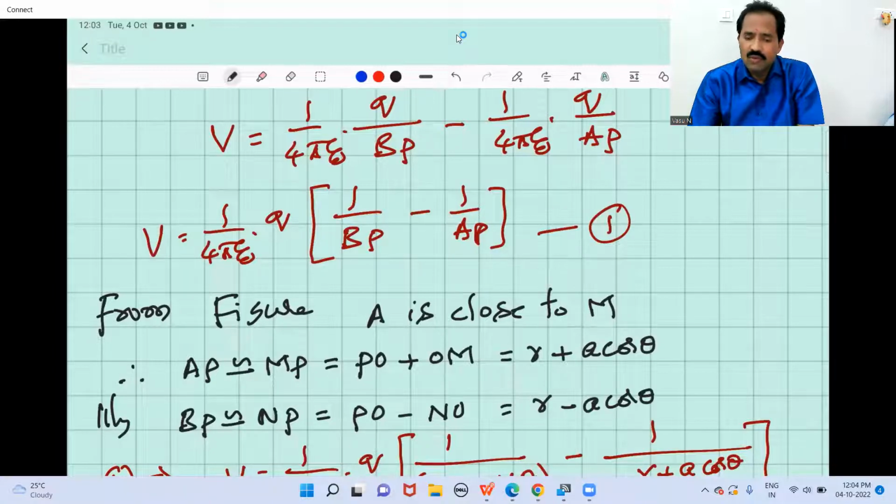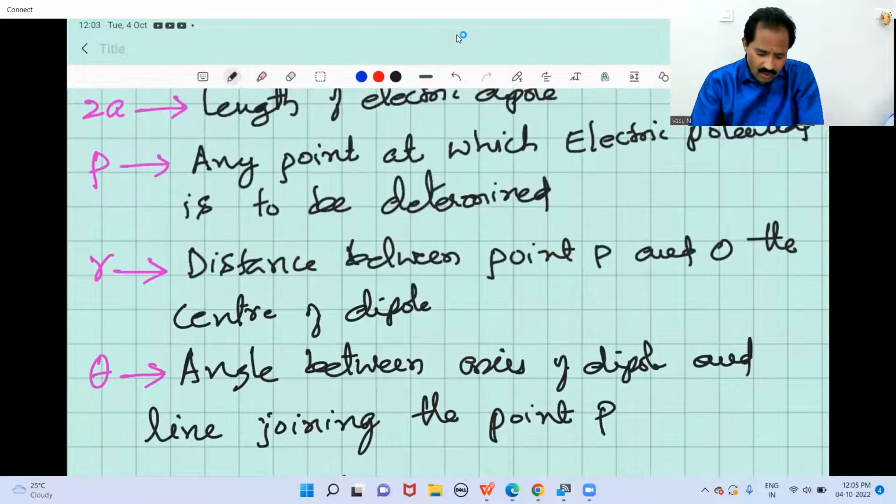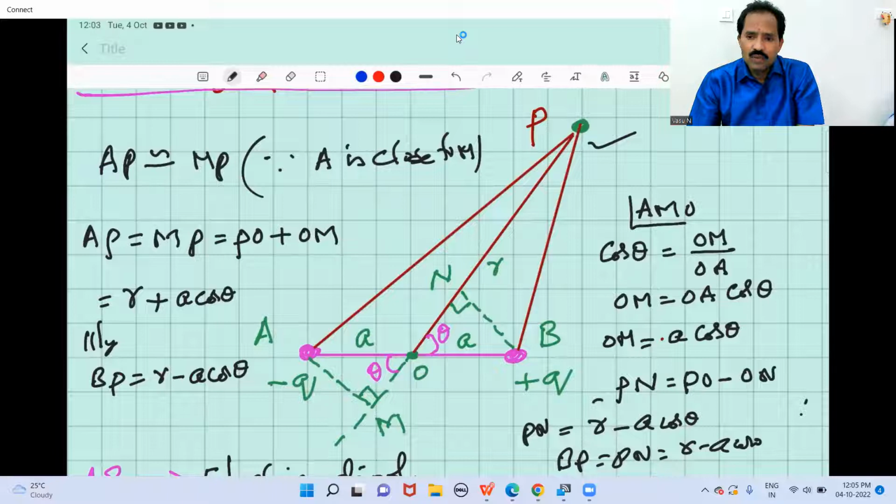Similarly, BP is almost equal to NP, which is PO minus NO. PO is R, and NO is A cos theta. You may doubt how OM and NO equal A cos theta. Look at the diagram. AM is almost equal to MP. AP can be written as MP, since the point A is very close to M.